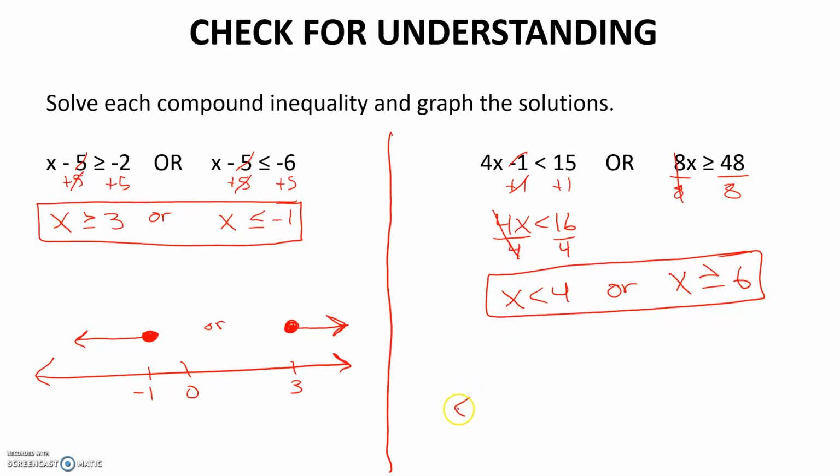Now let's quickly graph this. Okay, there's my number line. I'm here at 0, interested in 4 and interested in 6. At 4, I have to be less than, so it's open, and less than means I go towards the left-hand side. Or x is going to be greater than or equal to 6, so a solid circle here, and because it's greater than or equal to 6, I go towards the positive section.